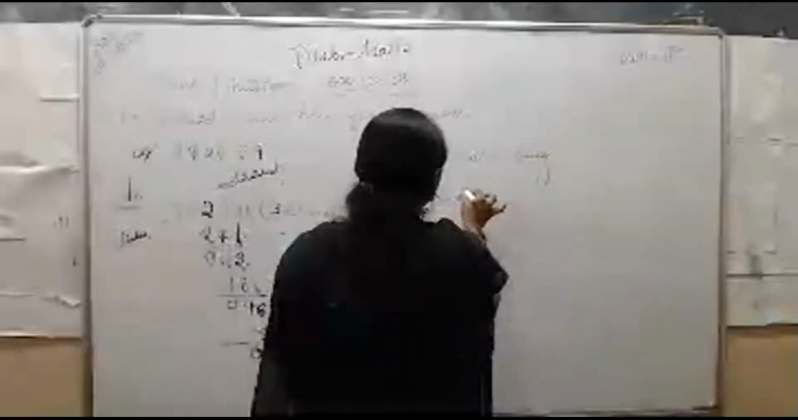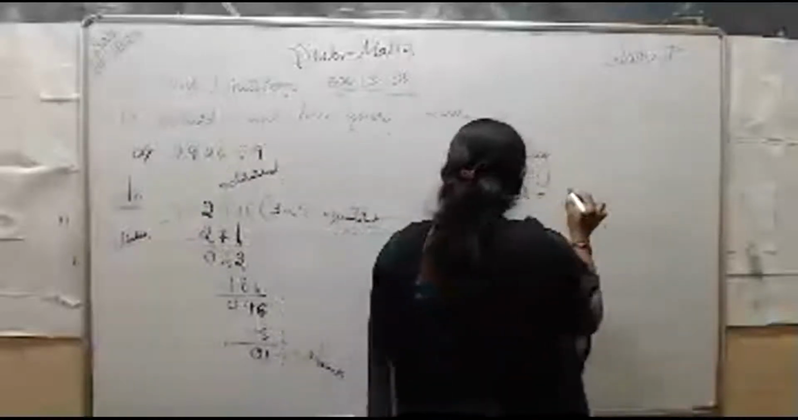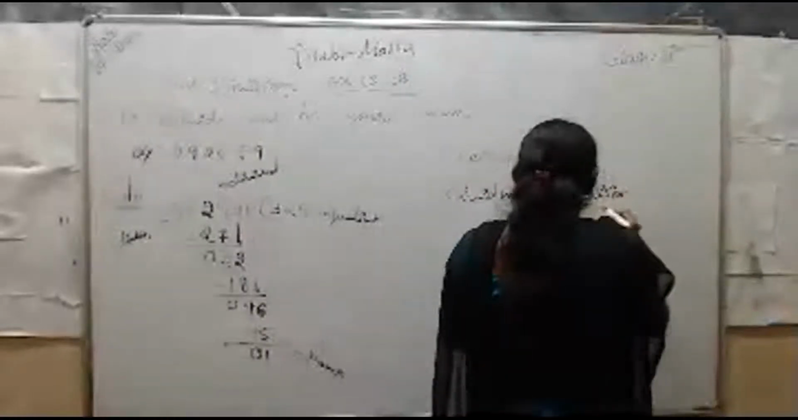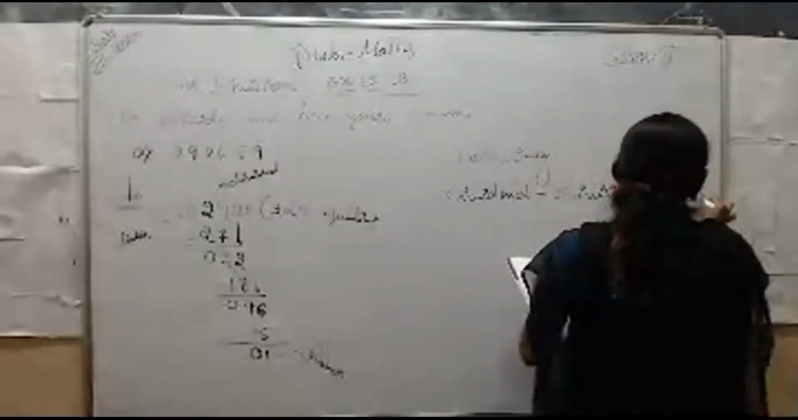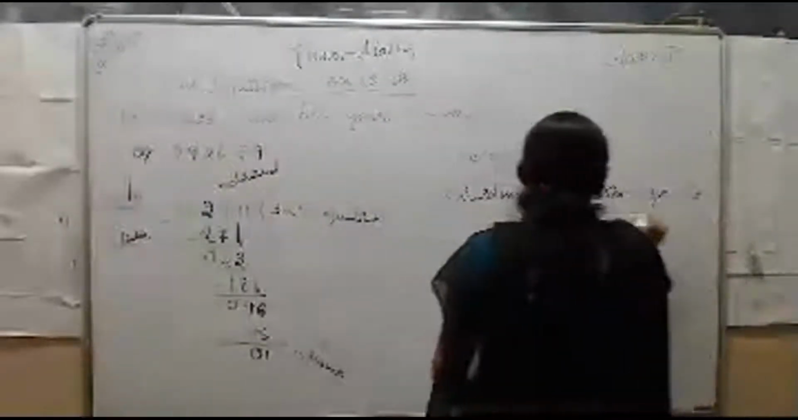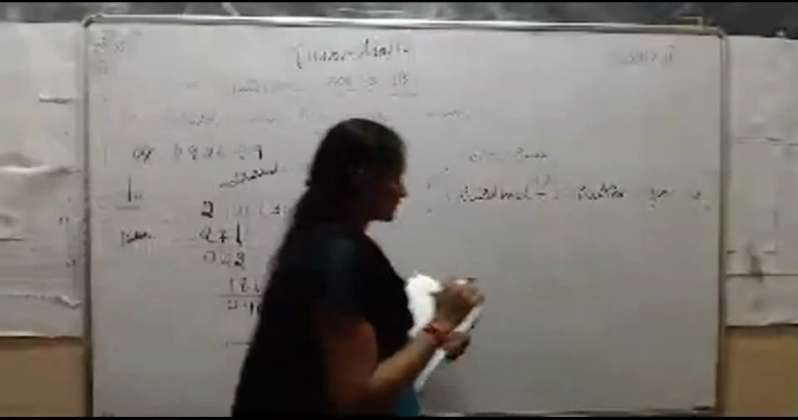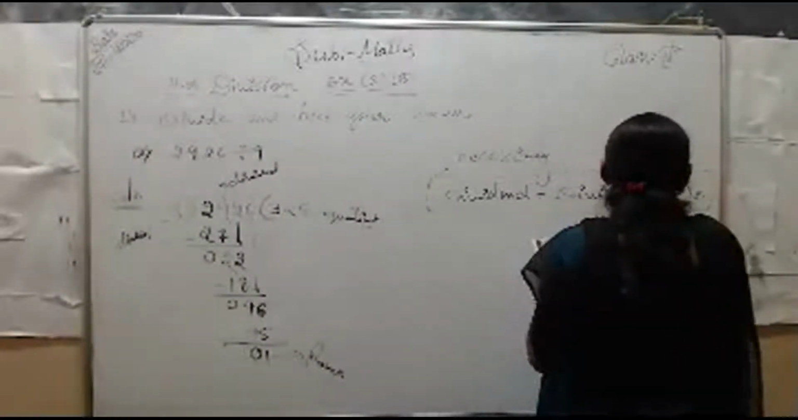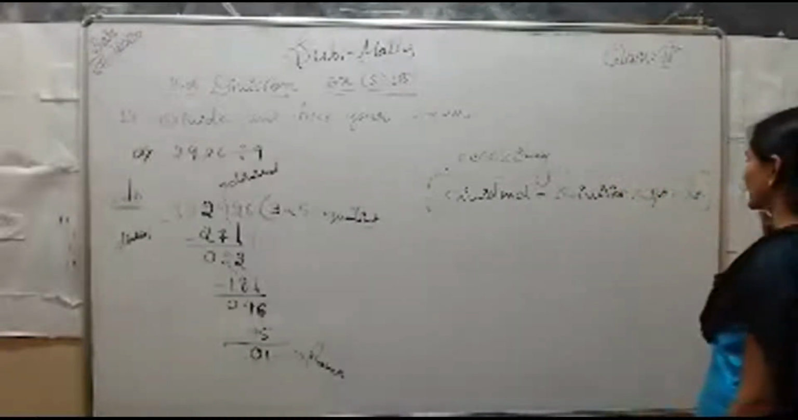So dividend is equal to divisor into quotient plus remainder. Students, don't forget this formula. So you use the checking method. This formula is: the dividend is equal to divisor into quotient plus the remainder.